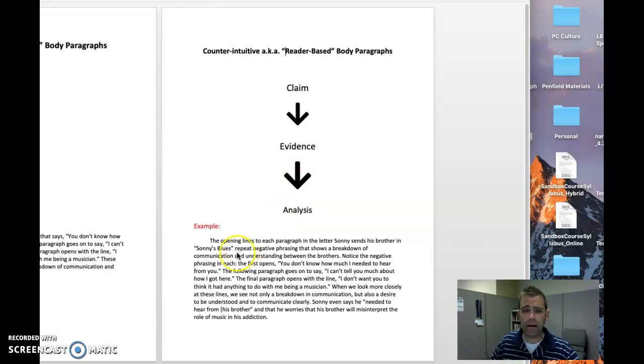And this is what that paragraph would look like. The opening lines to each paragraph in the letter Sonny sends his brother in Sonny's Blues repeat negative phrasing that shows a breakdown of communication and understanding between the brothers. That's really great because we've already guided our readers' attention to what they're looking for when we offer the evidence. That's really critical because you don't want to just give them evidence and assume that they know what you're doing with it. You want to tell them what to look for. And here we've said a repetition of negative phrasing tied to the idea of communication and understanding between brothers. So when they read this, their eyes are drawn to that.